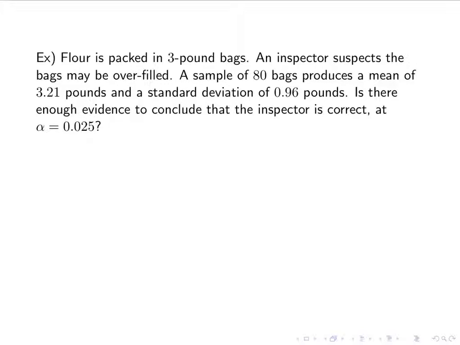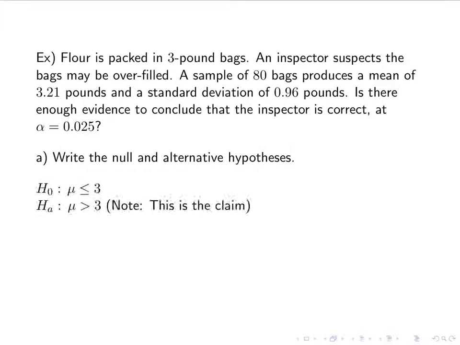And then we keep reading. A sample of 80 bags produces a mean of 3.21 pounds and a standard deviation of 0.96 pounds. Is there enough evidence to conclude that the inspector is correct at alpha equaling 0.025? So the first thing we want to do is write down the null and alternative hypotheses. So we just talked about the alternative hypothesis. It must be that mu is bigger than 3. And for the null hypothesis, we're going to do the true contradiction, less than or equal to 3. And again, make sure that you always know which one is the claim, because we're going to need that later.